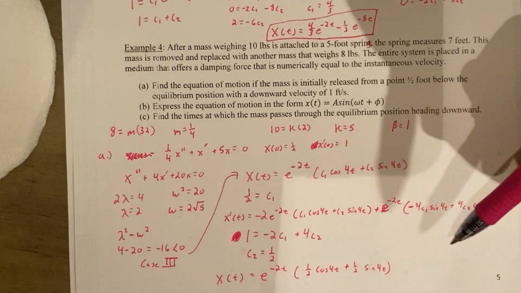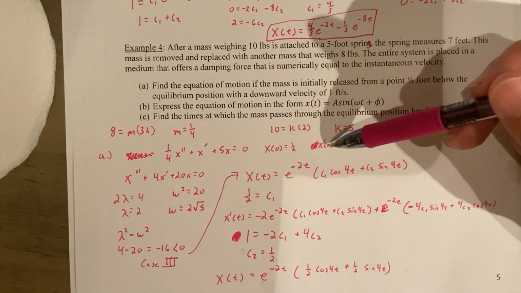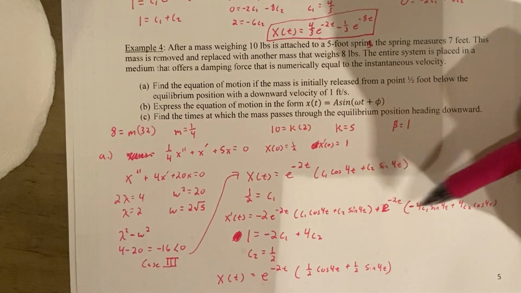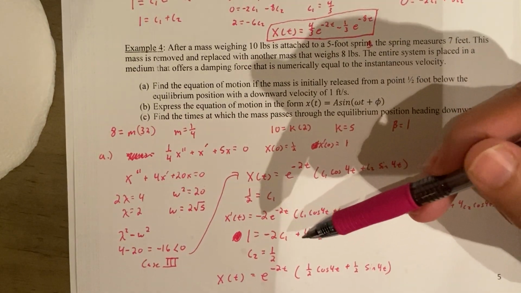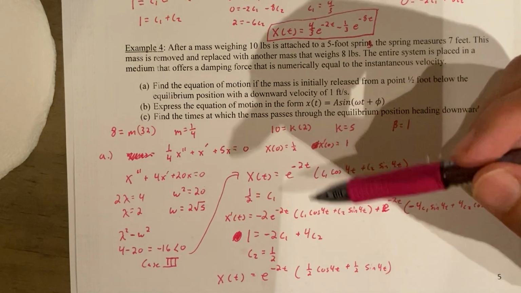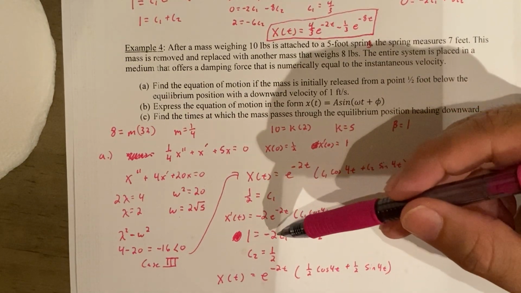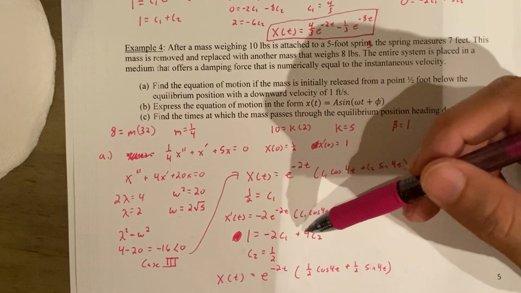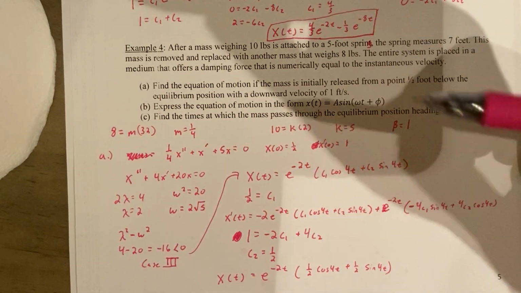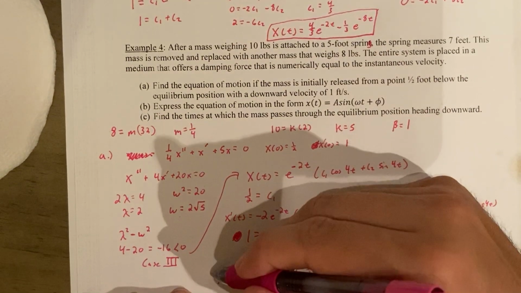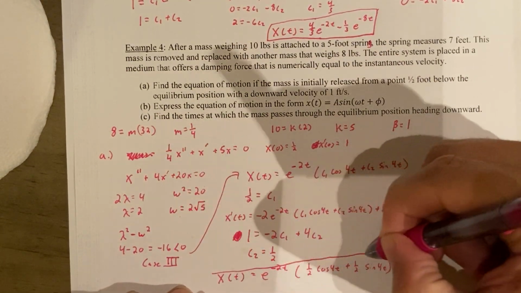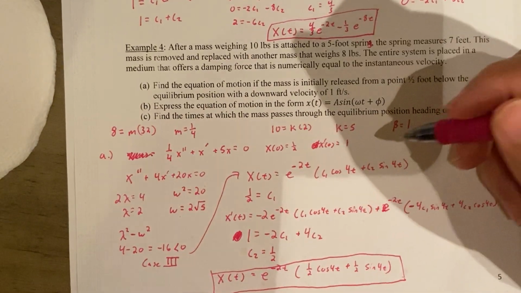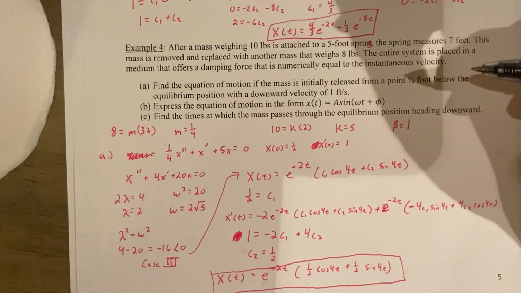What we want to do now is plug in our initial velocity, so 1 is equal to, and all of our t's are 0. If we do that, we're going to end up with negative 2c sub 1 plus 4c sub 2. Our c sub 1 we know is 1/2, so that's negative 1. Add that to 1, so 1 plus 1 is 2. Divide that by 4, so c sub 2 equals 1/2. So our equation of motion is x of t equals e to the negative 2t times 1/2 cosine of 4t plus 1/2 sine of 4t.